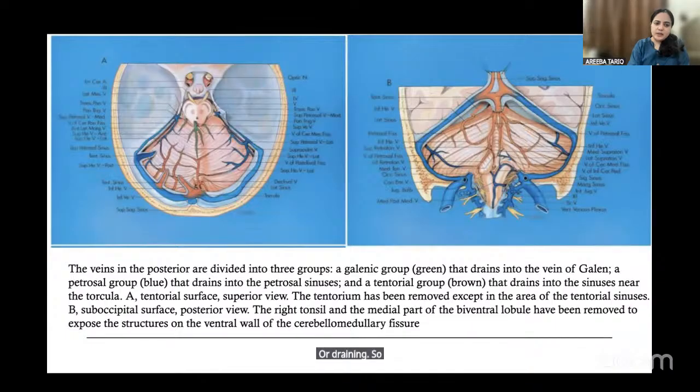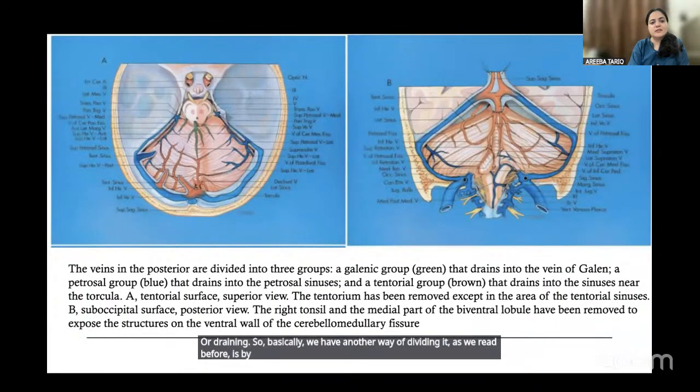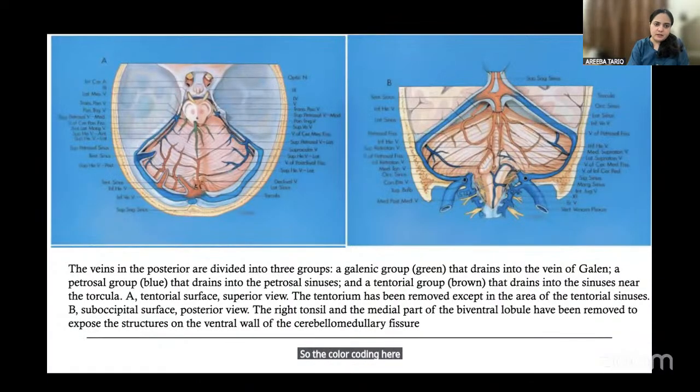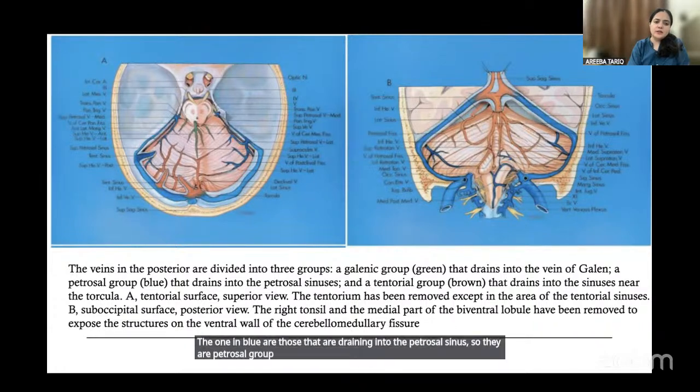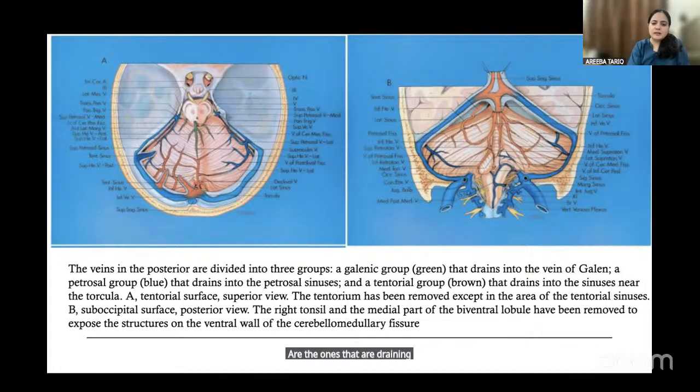So basically, we have another way of dividing it, as we read before, by the help of the drainage system in which they are draining. The color coding here is that the green are the veins which are draining into the vein of Galen, so they are the Galenic group. The ones in blue are those draining into the petrosal sinus, so they are the petrosal group. And the ones that are brown or red are draining into the tentorial sinuses, so they are known as the tentorial group.